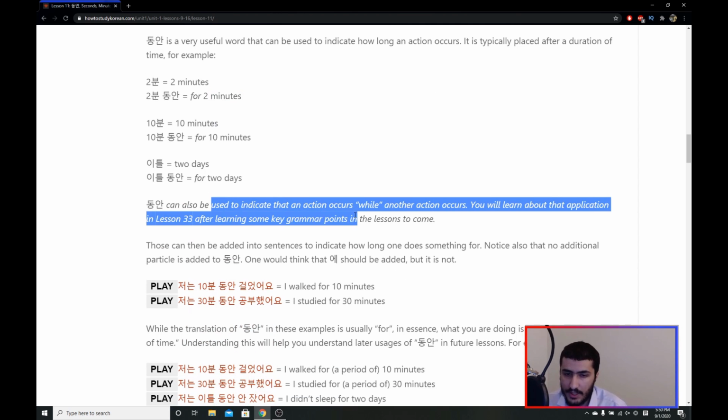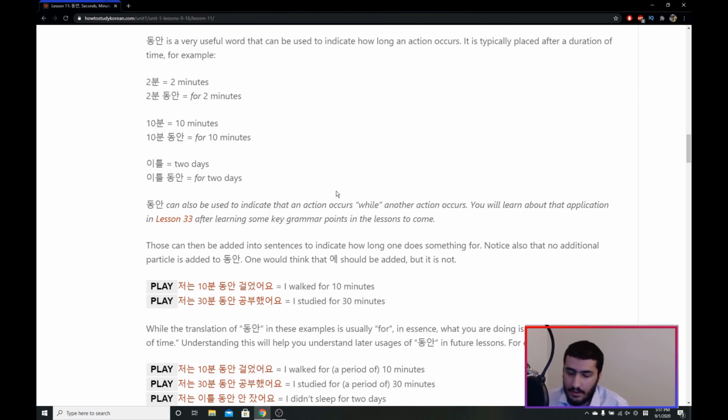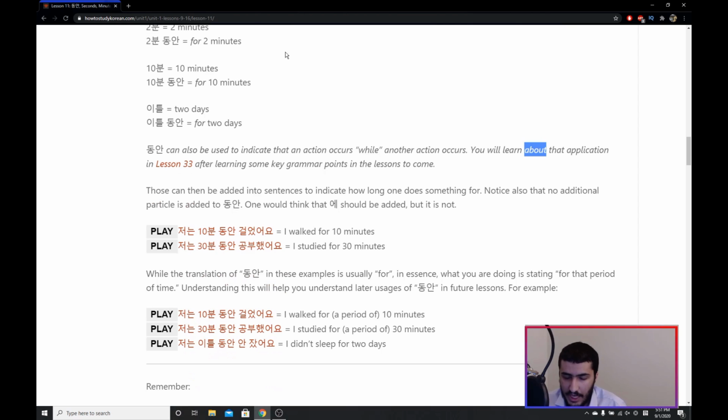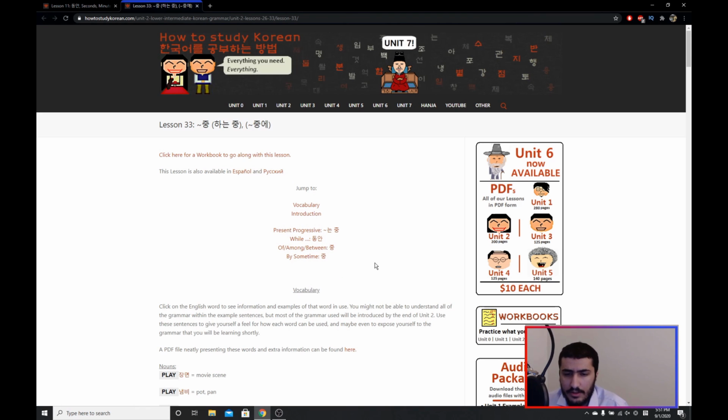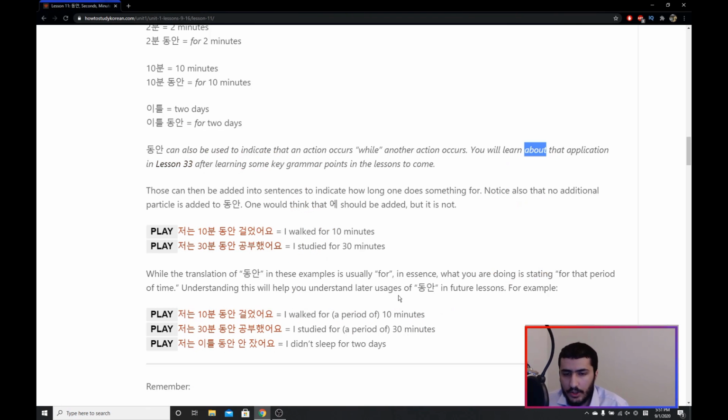동안 can also be used to indicate that an action occurs while another action. So while I'm eating, I also run. I don't know. This is lesson 33, so not anytime soon. Let me just look. Does he talk about 면서? No. 는 중. Okay.